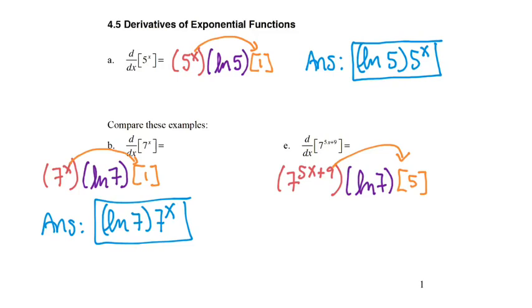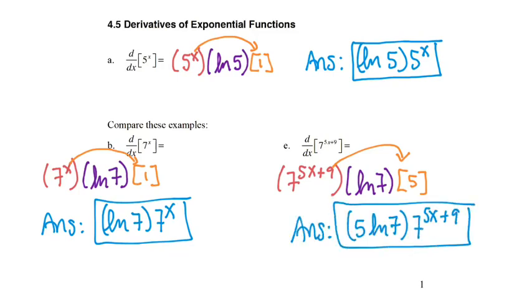Now this time, when I go to rewrite the answer, I still want to put the natural log of 7 in front of the exponential term, but what we tend to do is think of the 5 as a coefficient, and all terms tend to have coefficients in the beginning. So our answer would actually read: parentheses 5 natural log of 7 times 7 to the 5x plus 9 power.